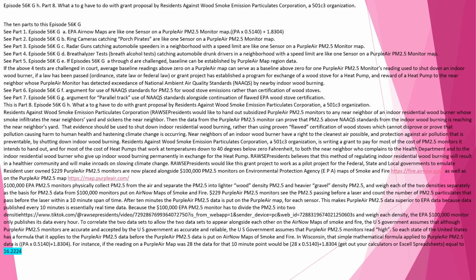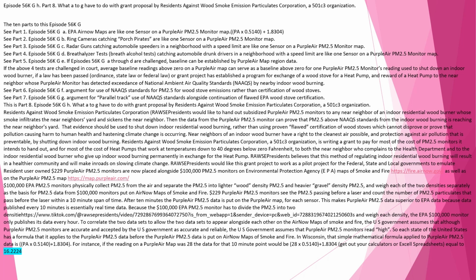If a law has been passed, ordinance, state law or federal law, or a grant project has established a program for exchange of a wood stove for a heat pump, and reward of a heat pump to the near neighbor whose PurpleAir monitor has detected exceedance of national ambient air quality standards, NOx, by nearby indoor wood burning. See Part 6. Episode 56, KGF, Argument for Use of NOx Standards for PM2.5 for wood stove emissions rather than certification of wood stoves. See Part 7. Episode 56, KGG, Argument for Parallel Track Use of NOx Standards alongside continuation of flawed EPA wood stove certification.